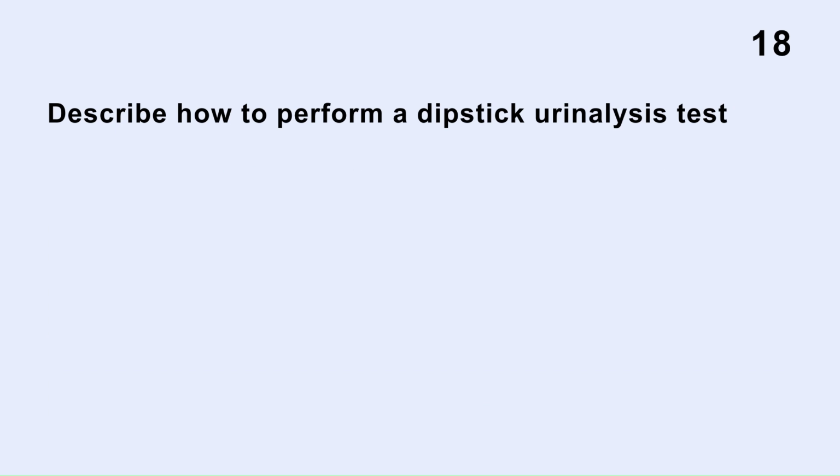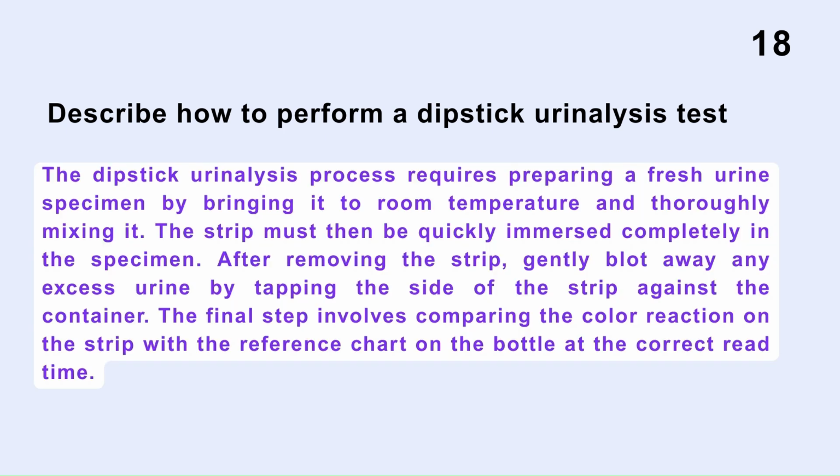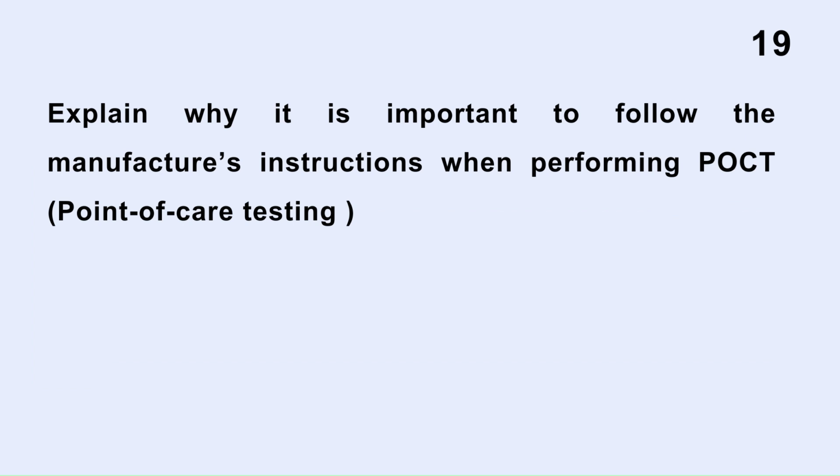Describe how to perform a dipstick urinalysis test. The dipstick urinalysis process requires preparing the fresh urine specimen by bringing it to room temperature and mixing it thoroughly. The strip must then be quickly immersed completely in the specimen. After removing the strip, blot away extra urine by tapping the strip side on the container. The final step involves comparing the color reaction on the strip with the reference chart on the bottle at the correct read time. Explain why it is important to follow the manufacturer's instructions when performing POCT.